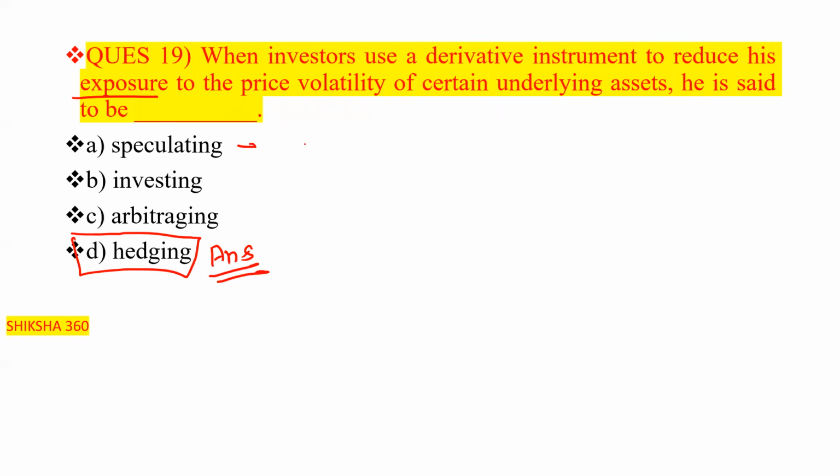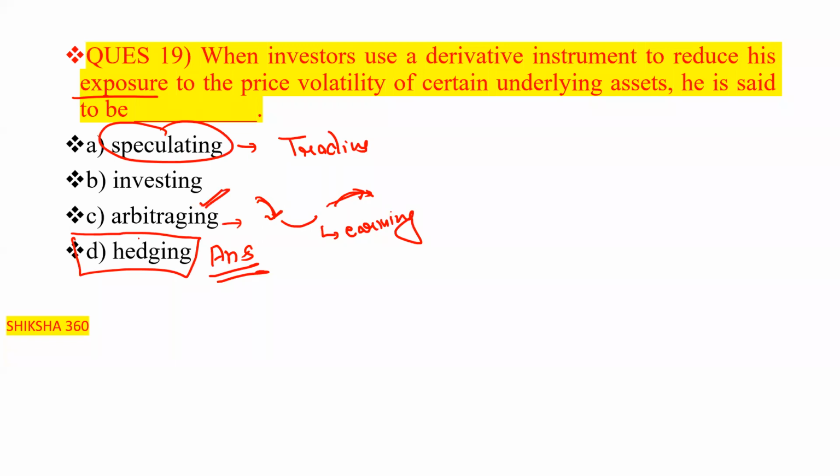Speculating means trading to earn more profit. Arbitraging means buying from one market and selling in the other market. The difference between the buying and selling price is the earning. That is known as arbitraging.